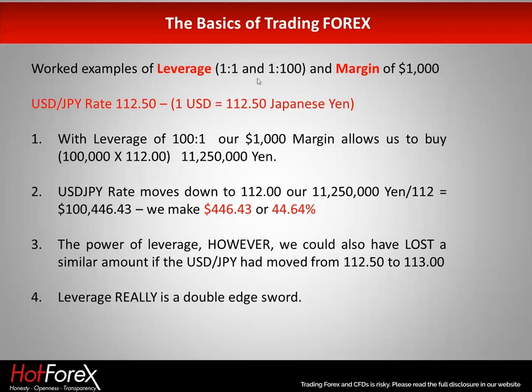If we applied a leverage of 1 to 100 on that account, we had exactly the same scenario. So with a leverage of 1 to 100, our $1,000 allows us to buy 11,250,000 yen. Same situation. The rate moves down to 112. Our 11,250,000 yen divided by the rate now makes us 100,446.43 cents.